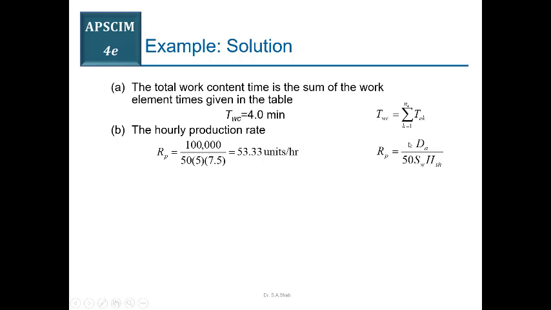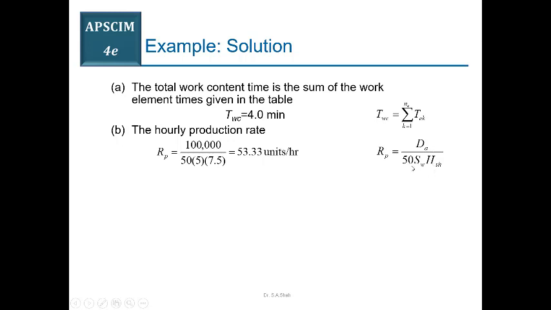So the total output of the system will be 100,000 units, which is the annual demand. So your output is the annual demand, and to achieve that demand you have some available time. During that time you have to complete it. So these are the input resources to complete your output. So output divided by input is the demand rate divided by the available time.